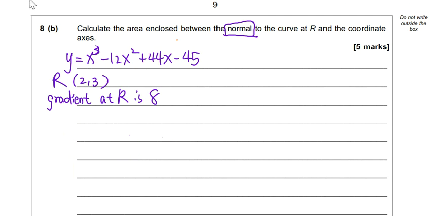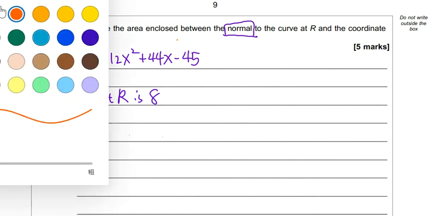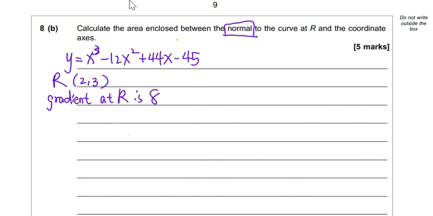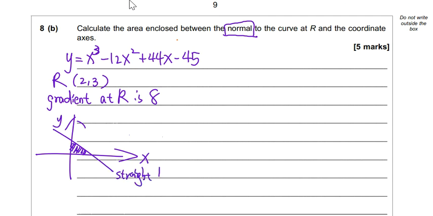Now, if the shape is to be enclosed between the normal line and the coordinate axis, you can imagine that this shape should be a triangle, right? Because this is your y-axis and x-axis, and this is a straight line. So the area enclosed by y-axis, x-axis, and this straight line should be a triangle.